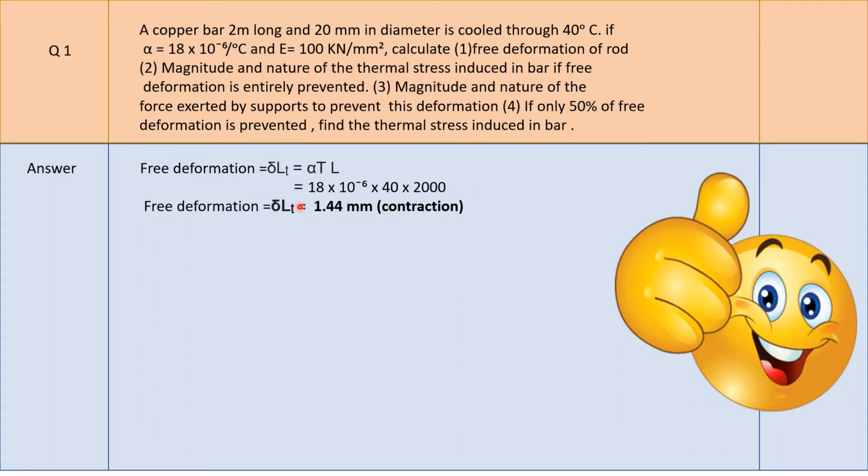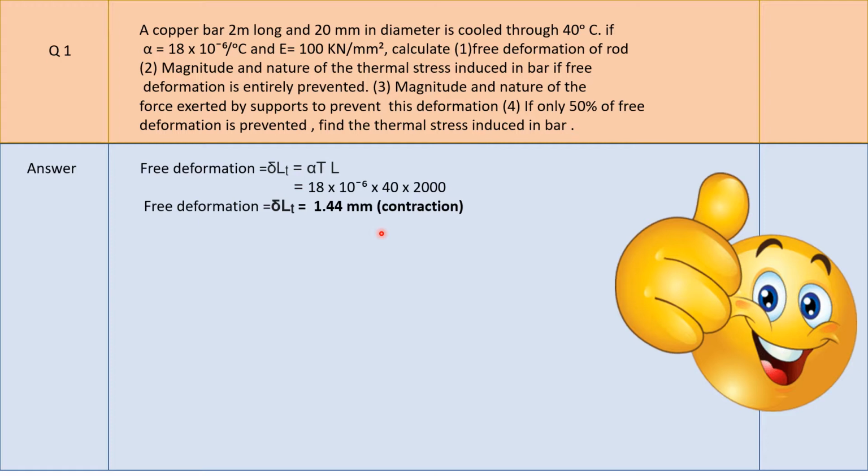Now take the calculators in your hand and do the calculation. 18 exponential minus 6 into 40 into 2000 is equal to, you will get the answer 1.44 mm. Now there is a decrease in temperature and the free deformation is allowed, so it will be contraction, the length of the bar will decrease.